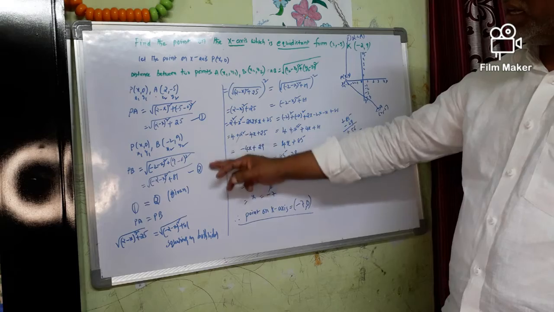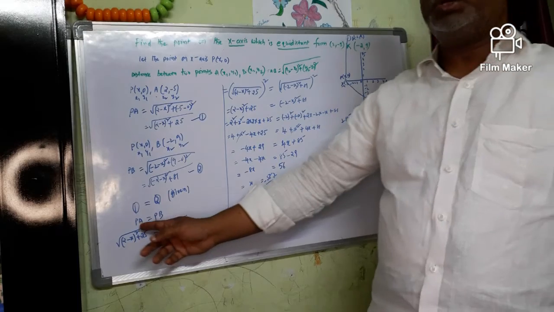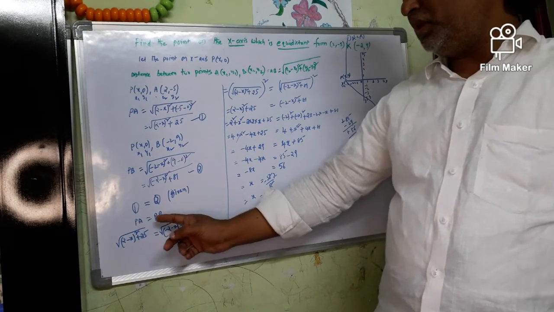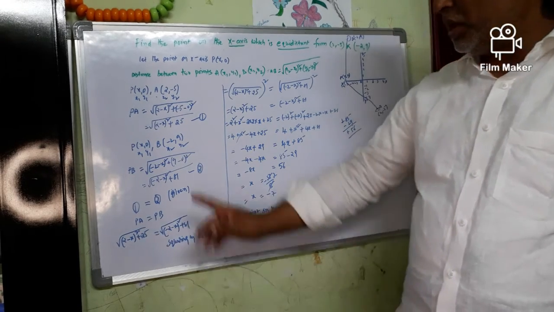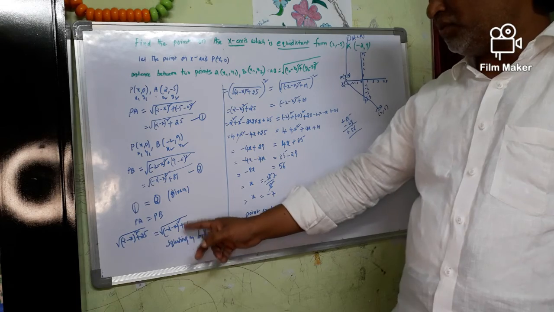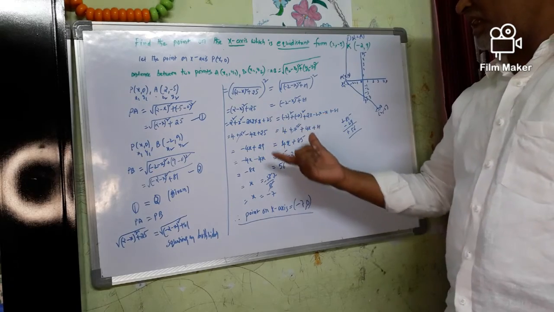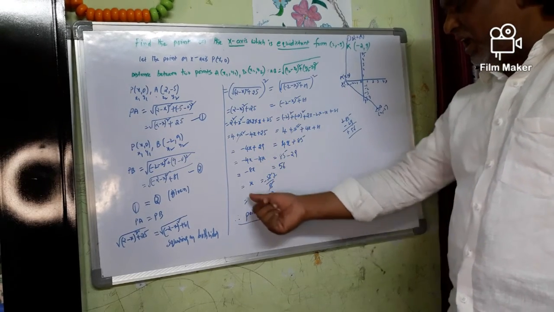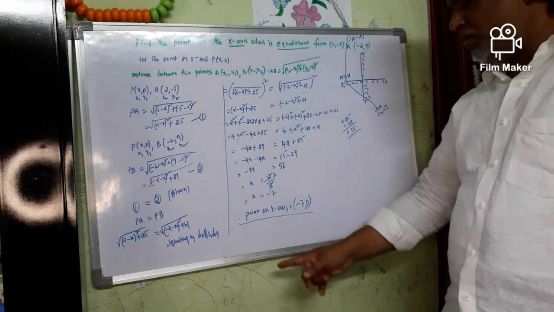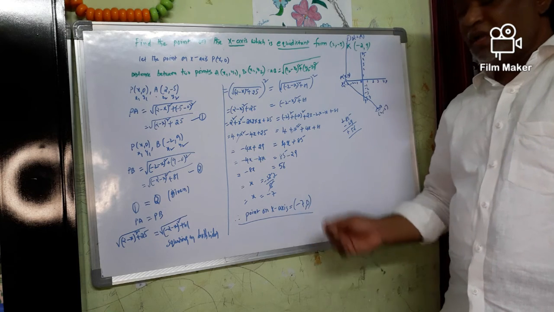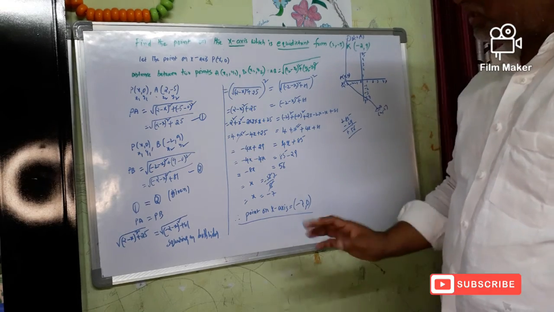These two equations are equal. Why? It is given that they are equidistant, so PA is equal to PB. PA is the square root of (2 minus x) whole square plus 25, and PB is the square root of (-2 minus x) whole square plus 81. Squaring on both sides and simplifying, we get x is equal to minus 7. Actually, we want the point on the x-axis, so the point on the x-axis is (x, 0), and x is minus 7. So write (-7, 0). Okay.